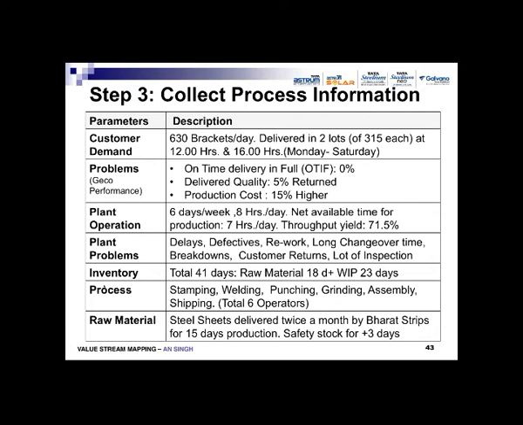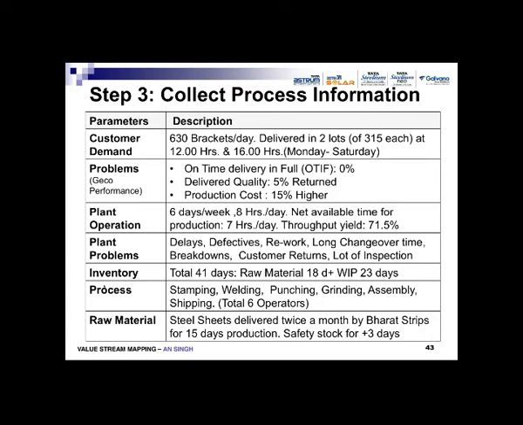On-time delivery is nil, delivered quality is 5%. In spite of a lot of inspection within the company, material is being returned and the production cost is high. The plant operates 6 days a week, 8 hours per day, which means one shift operation. Net available time for production is 7 hours per day. Throughput yield is 71.5%. These are the actual data collected and compiled.